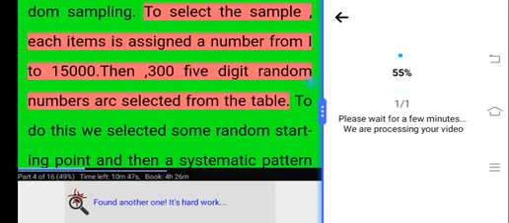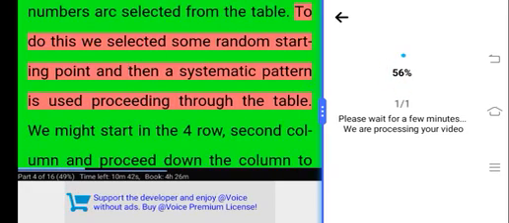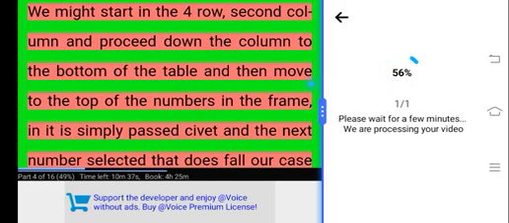To select the sample, each item is assigned a number from 1 to 15,000. Then, 300 five-digit random numbers are selected from a table. To do this, we select some random starting point, and then a systematic pattern is used in proceeding through the table. We might start in the fourth row, second column, and proceed down the column to the bottom of the table, and then move to the top of the next column. If a number selected does not fall within the relevant range of 1 to 15,000, we simply proceed to the next number which does. Since the numbers were placed in the table in a completely random fashion, the resulting sample is random. This procedure gives each item an equal probability of being selected.